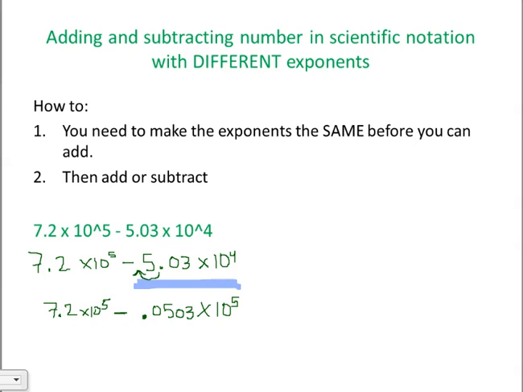We're going to focus on our coefficients. We have 7.2 minus 0.503. And you can use your calculator, that's okay. When we do that, we get 6.697 times 10 to the 5th.